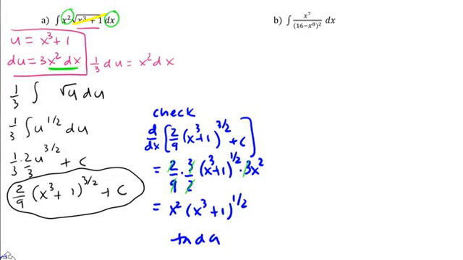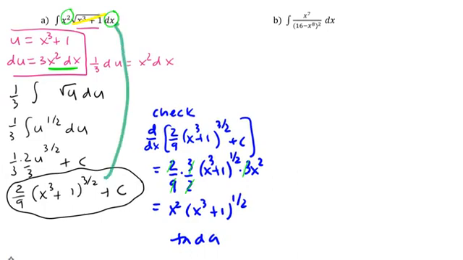How do we know? You can look back up here, right here. That's exactly what we started with. So we took this integrated and got here, and then I went backwards and I took this derivative and got where I started. Okay, so quick way to check on your test. Okay, going on to B.